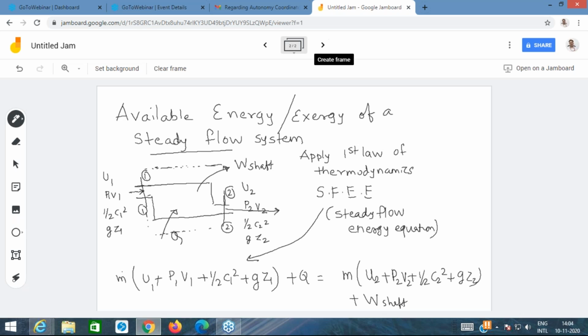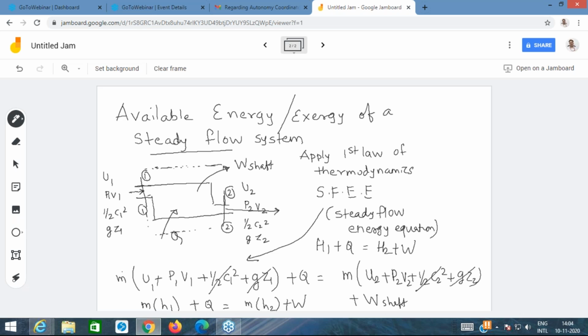If I want to simplify this derivation, let me assume this term is negligible. So this becomes m h1 equals m h2 plus w, for derivation purposes. So this is nothing but capital H1 plus q is equal to h2 plus w. This is not a very difficult thing to understand.